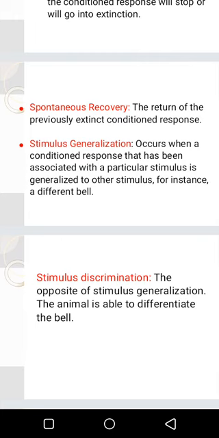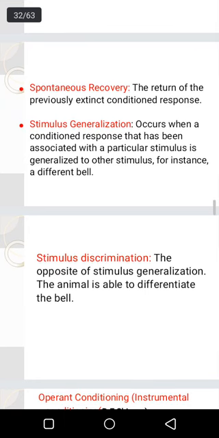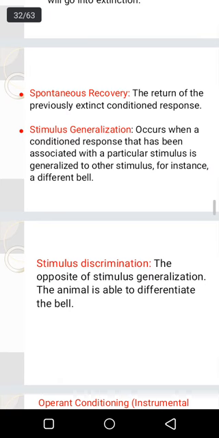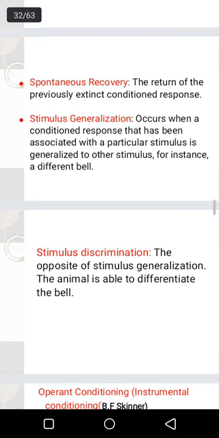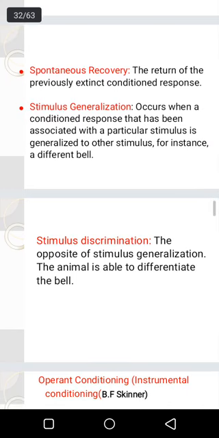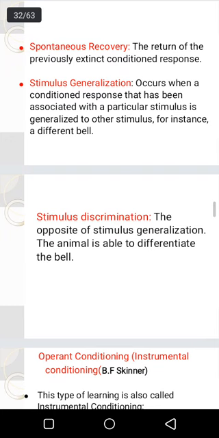Remember the first principle, which is acquisition. The dog already acquired it, which means spontaneously it can also recover the association or the event. So spontaneous recovery is the return of the previous extinct conditioned response. If you ring the bell, it can spontaneously recover, as if to say, oh, I've heard about that bell. Because it acquired already, it will spontaneously recover. Are we together?